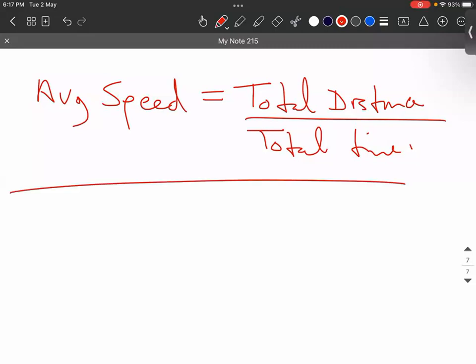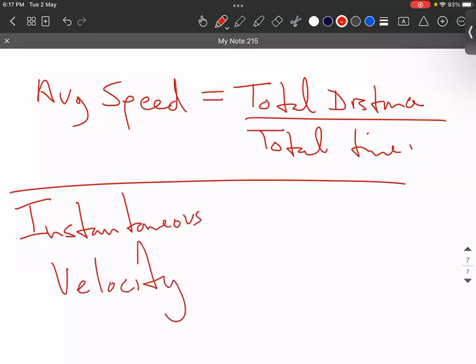So this is clear to you all. So now we come across a concept called instantaneous velocity. What do you think is instantaneous velocity? Hmm? No? What does it mean? Instantaneous.